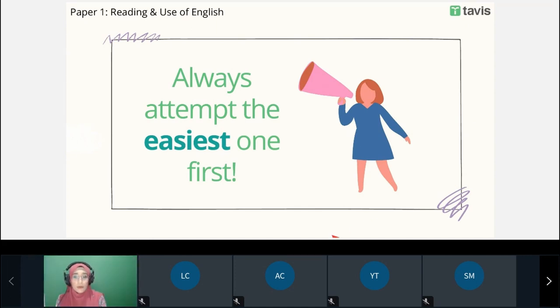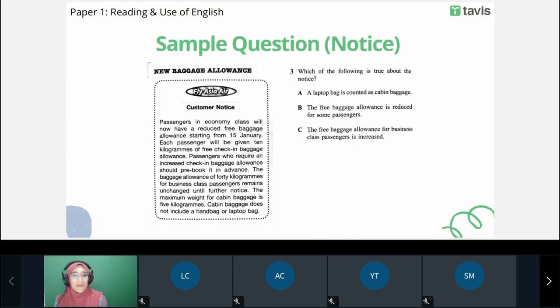The next part is we are going to look at a few sample questions and go through them together. I hope that everybody is up. Okay, so here is the first sample. For this part one, you'll be given either a notice, or an advertisement, or some sort of pie chart. You'll be given a variety of texts. The first one, we'll see that this is a notice. Here is just a sample.